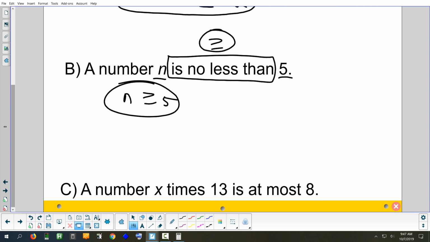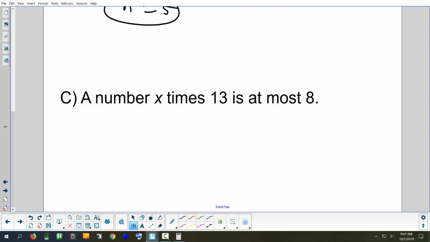How about this one? A number x times 13 is at most 8. It is at most. What does that mean? Like if I said to go on the ride, you can be at most 18. Maybe it's like a kid's ride or something. Is at most 18. Yeah? So less than 8. Yeah. Less than or equal to.